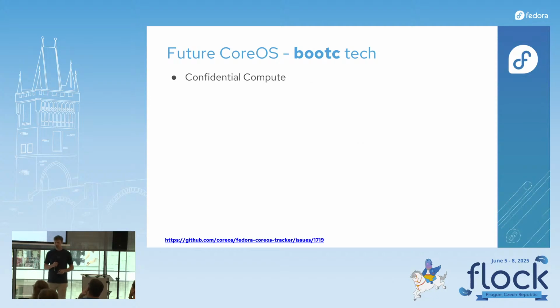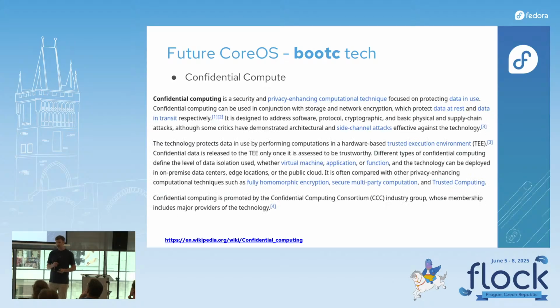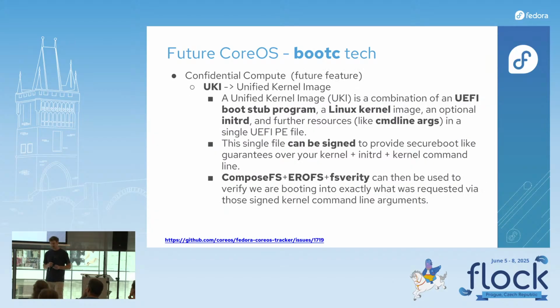The other one is confidential compute, and every time I talk about or read about or think about confidential compute, I always end up back on like Wikipedia or something trying to figure out what it is again. But I'll try to summarize a little bit, and I'm sure some of this is wrong, but with confidential compute, if we have something called a UKI or a unified kernel image, which is a combination of a UEFI stub program, the Linux kernel and the initRD, and the command line arguments. So all of that gets bundled up into a single file, and then we can sign that file.